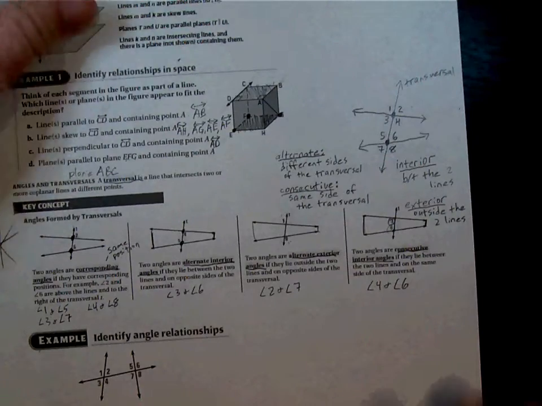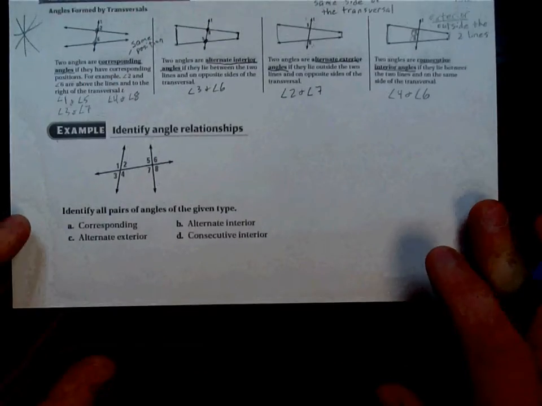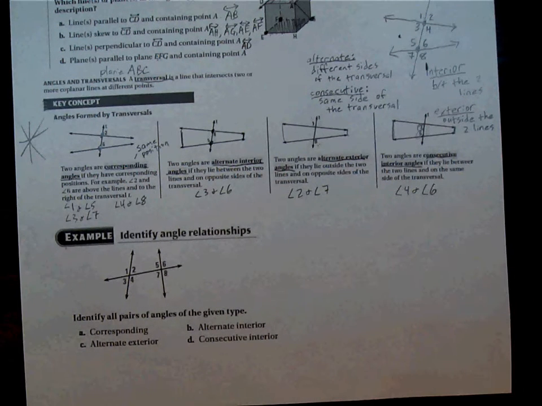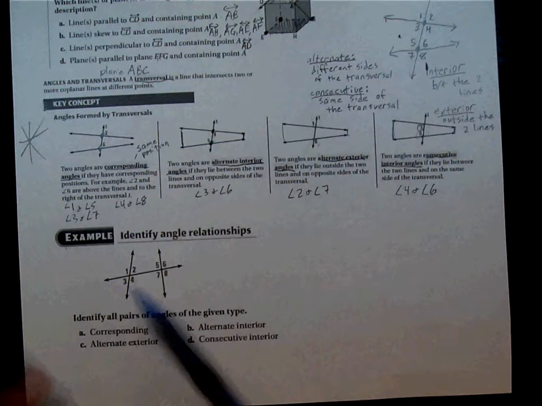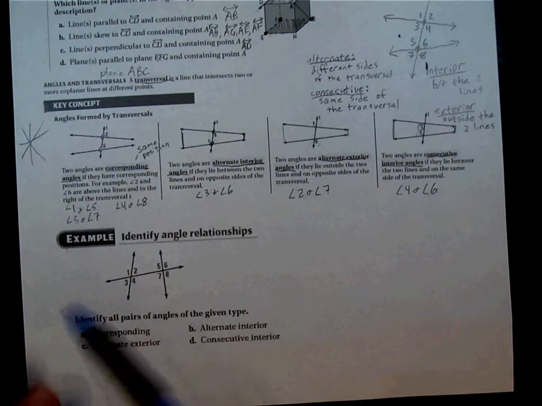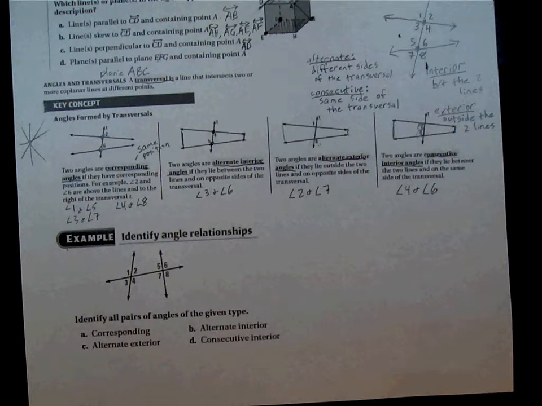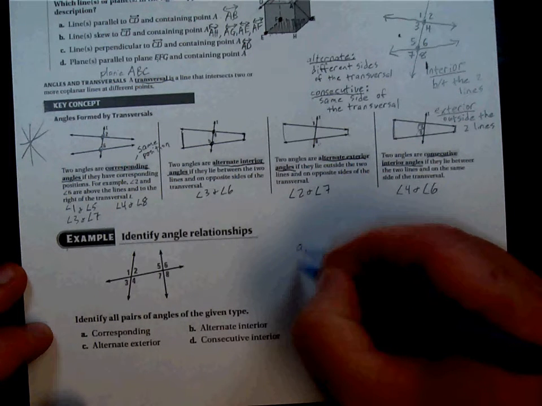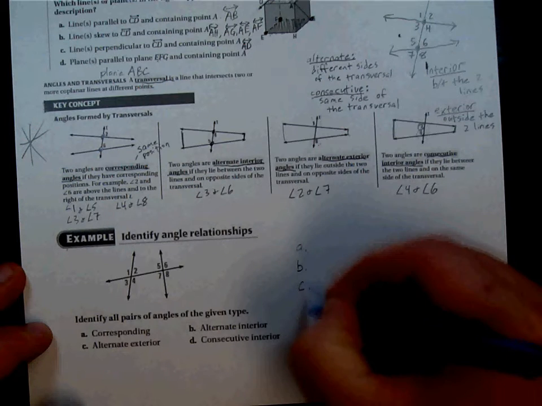Okay, so now we go down to this example down here. This will finish out our notes. They give an entire picture. But they've arranged it differently, so that the transversal is now kind of going, it's not exactly horizontal, but it's closer to horizontal than before. So it's a little different picture. We have to list all of the pairs, not just one of each kind.